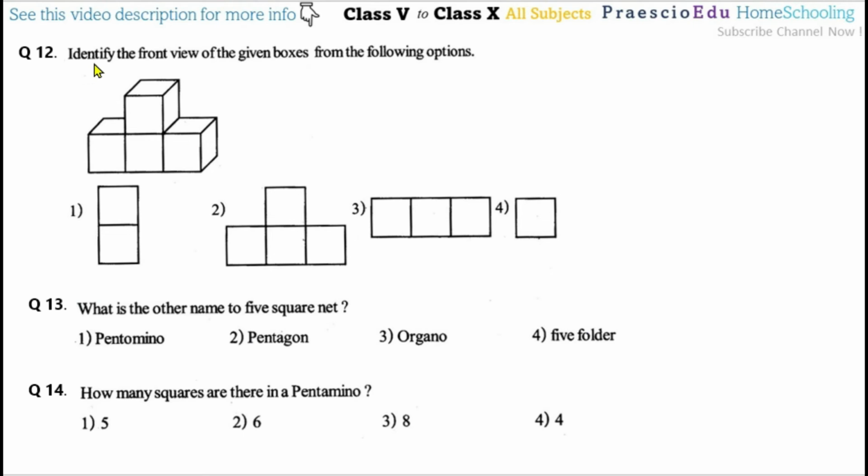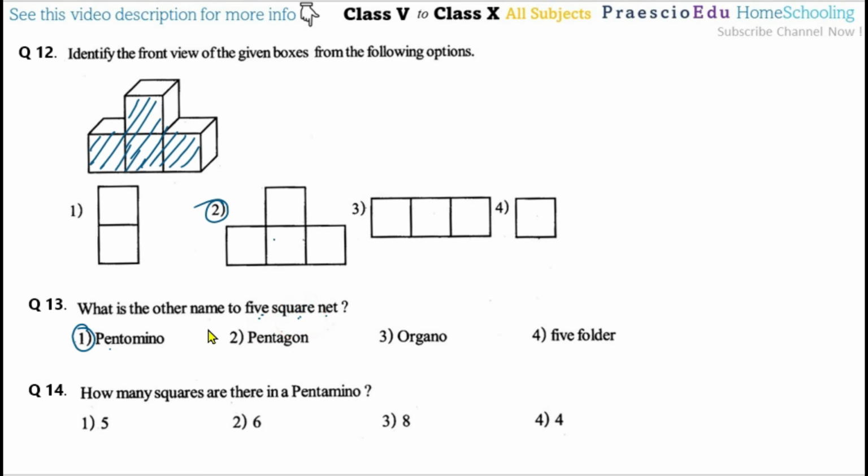Now question number 12, identify the front view of the given boxes from the following figure. So front view means this surface, or we can say this face only we can see. Okay, so this is given in option number 2. Now question number 13, what is the other name of the 5 square net? So that is a pentomino, means option number 1 is the correct one.